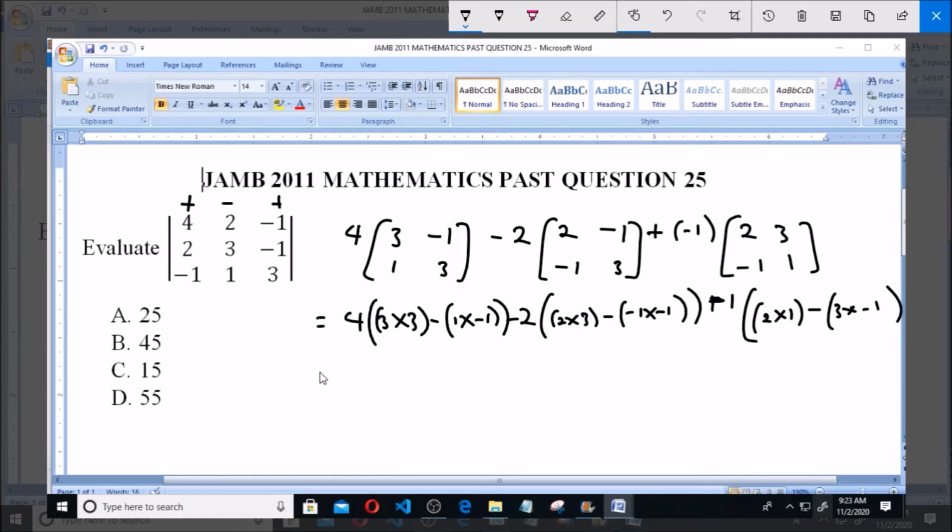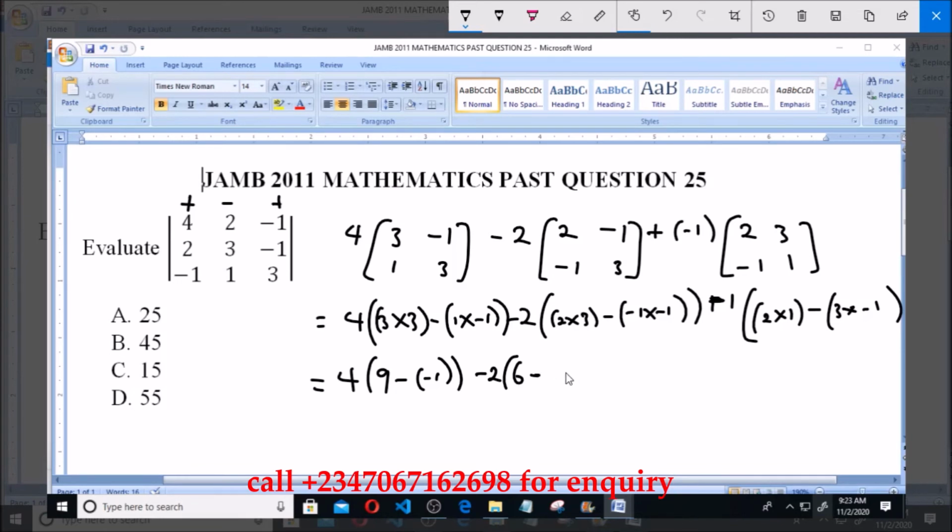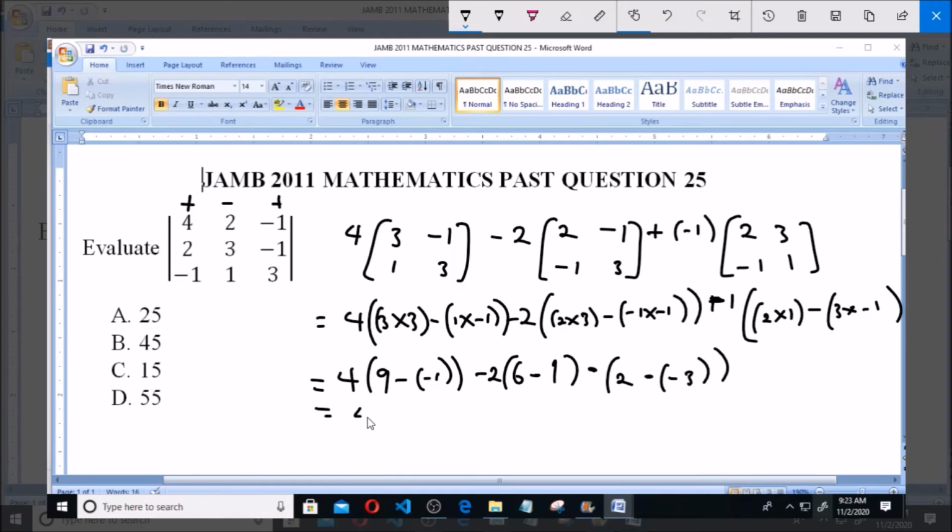Now from this will give us 4 into 9 minus 1, then minus 2 into 6 minus 1, because minus 1 times minus 1 will give us plus 1, then minus, since it's 1 we don't need to put the 1 again, so minus 2 minus 3. Now this is equal to 9 minus 1 will give us 9 plus 1, which is 10.